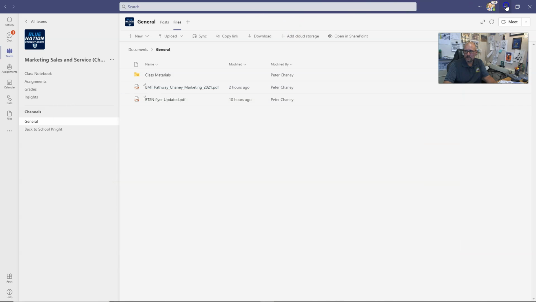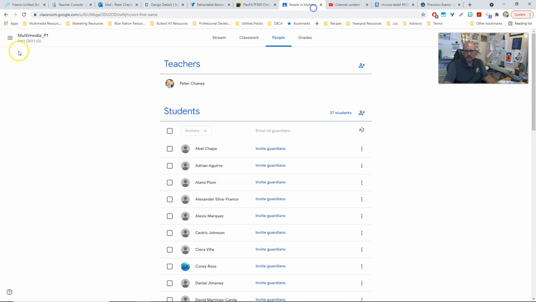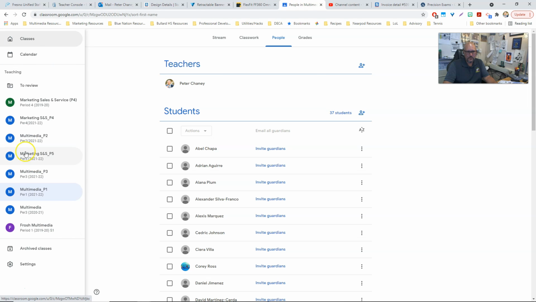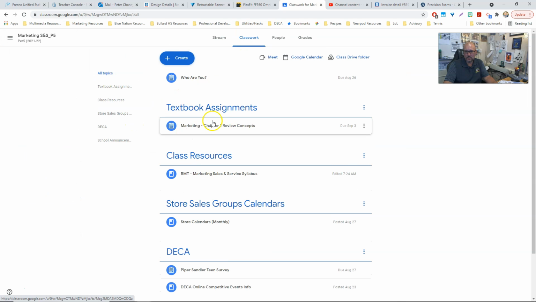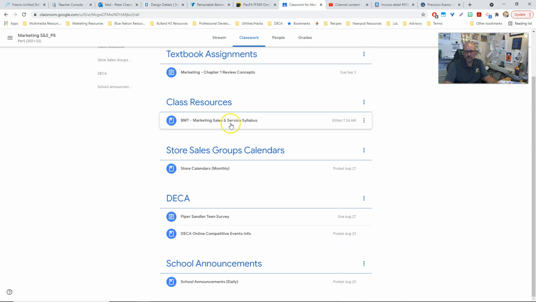If I go to Google Classroom here and go to 4th or 5th period, which is the senior level, you can see the things we've already started on. We've got some textbook assignments, some class resources, and the syllabus again. They're already in their sales groups, so every senior is in a sales group of 3 or 4 where they are asked to work the student store at least twice a month, and that's part of their grade. We have some DECA stuff that we've already dove into, and then class now and announcements are there.